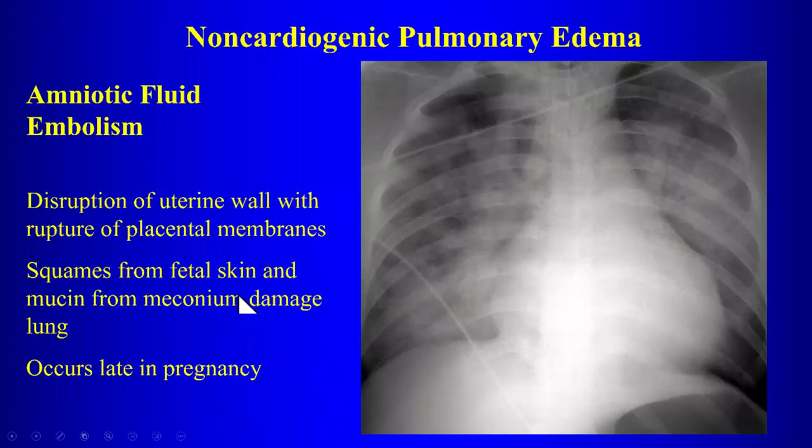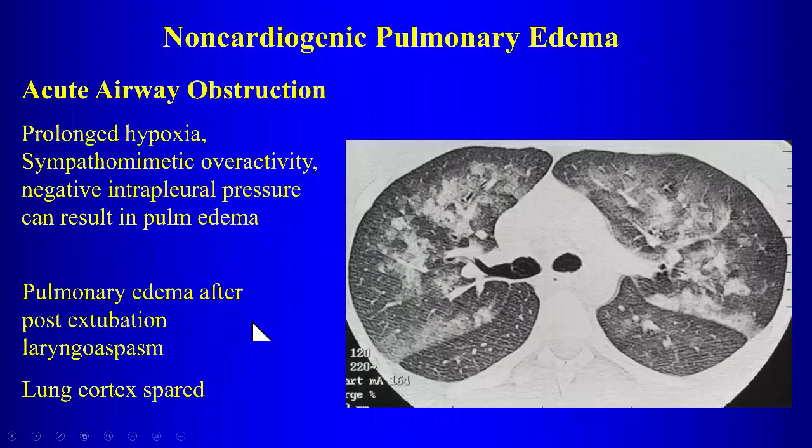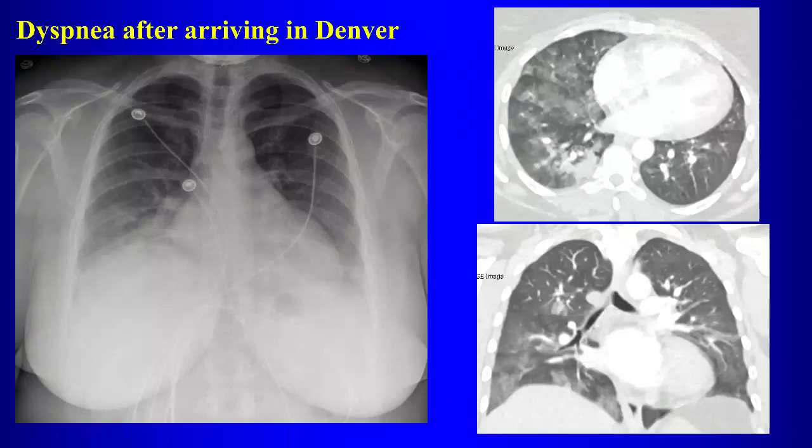Okay? And we have amniotic fluid embolism. This occurs late in pregnancy. So disruption of the uterine wall, rupture of placental membranes, and you get embolism of that material that can also result in pulmonary edema. Acute airway obstruction, prolonged hypoxia, even after hanging or attempted hanging, patients may have pulmonary edema. Laryngospasm can also do it. For whatever reason, it's said that this type of edema can spare the periphery of the lung, the cortex can be spared, when you get edema from acute airway obstruction.